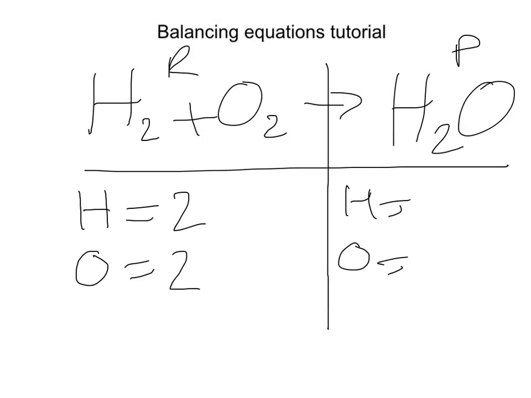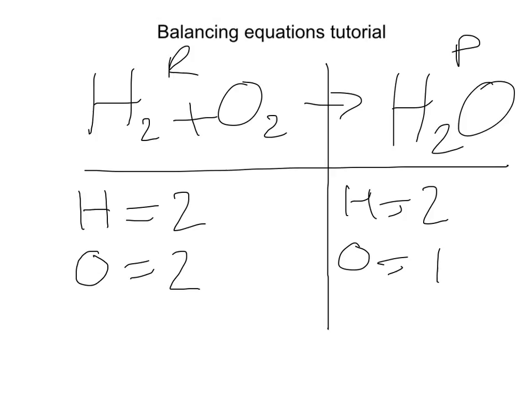Now if we go to our product side, you can see on this side we have got 2 hydrogens, but we've only got 1 oxygen. So if there's no number that comes after it, then that means that there is just 1 atom. Okay, so if we fill those in, we've got 2 hydrogens and 1 oxygen.